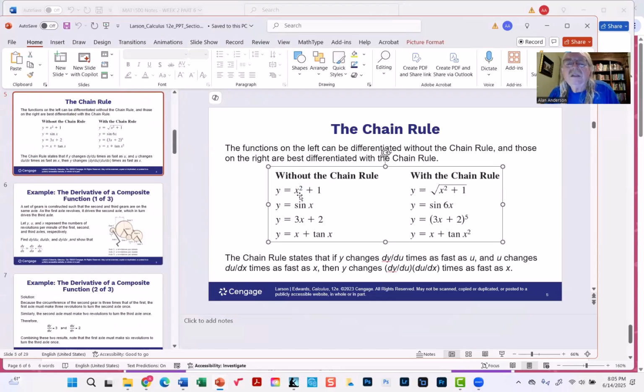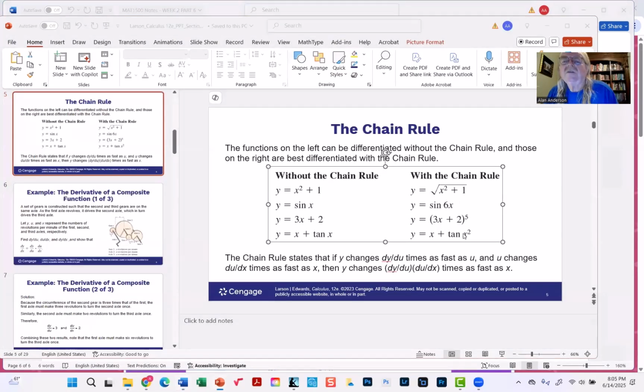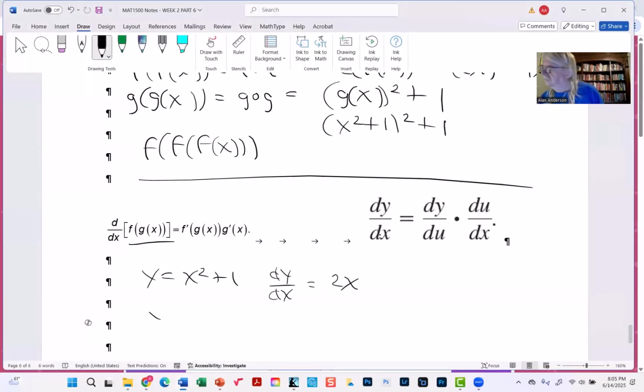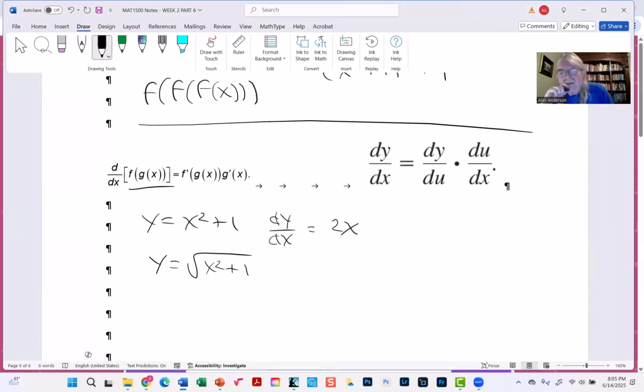okay, so this one we don't need the chain rule. We know how to do this. End of story. What's different about that case and this case on the right? y equals the square root of x squared plus 1. Because going on behind the scenes, we could think of this as our g of x, then f of x is x to the 1/2 power.